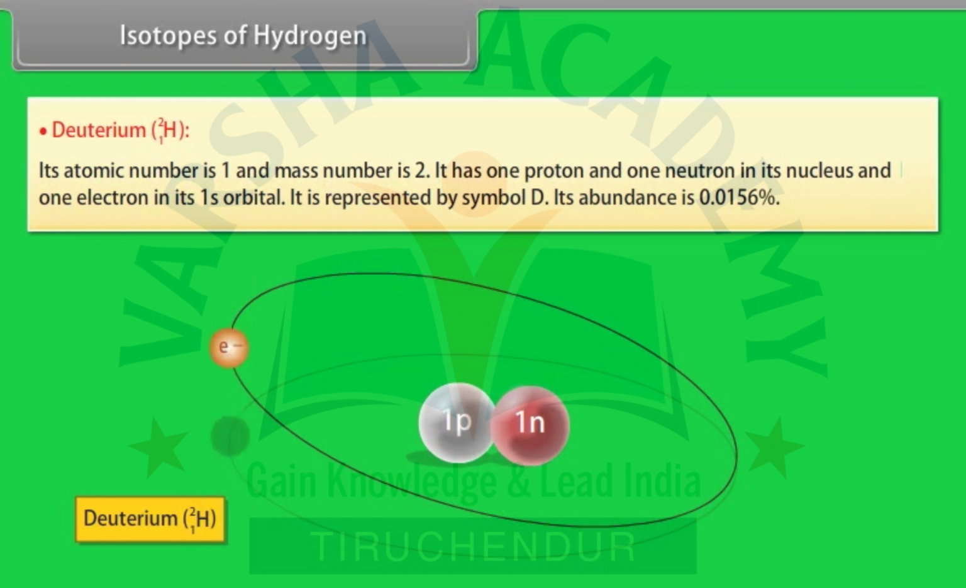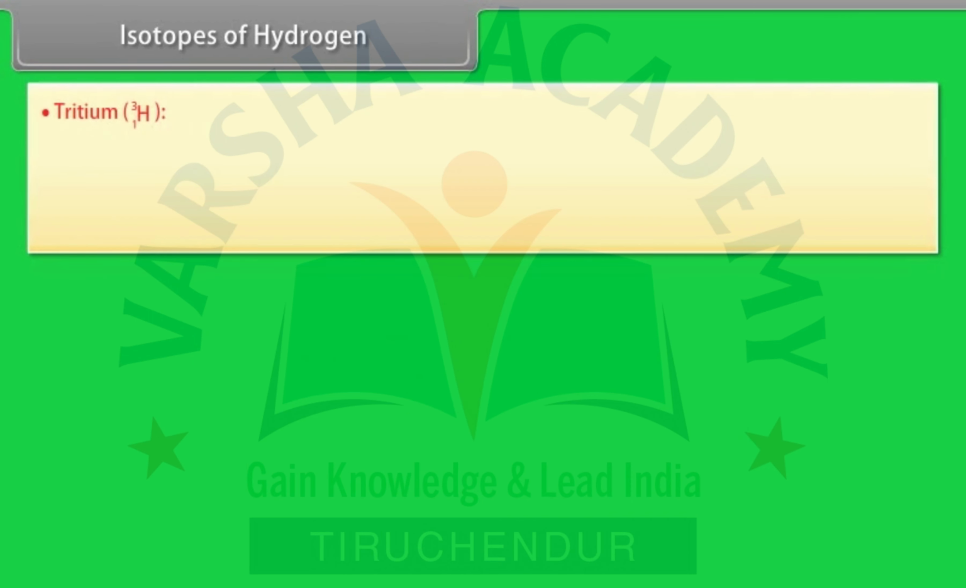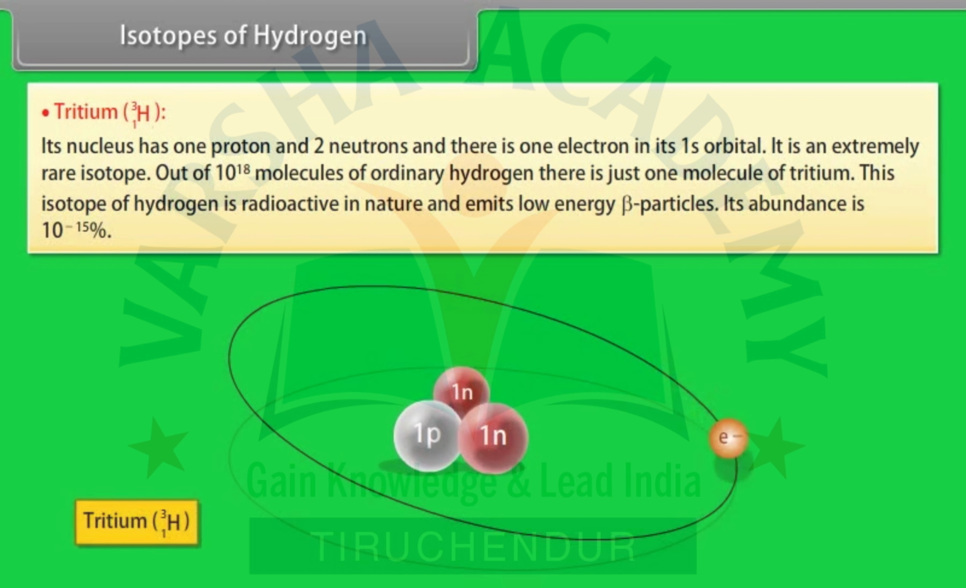Deuterium. Its atomic number is 1 and mass number is 2. It has 1 proton and 1 neutron in its nucleus and 1 electron in its 1s orbital. It is represented by symbol D. Its abundance is 0.0156%. Tritium. Its nucleus has 1 proton and 2 neutrons and there is 1 electron in its 1s orbital.